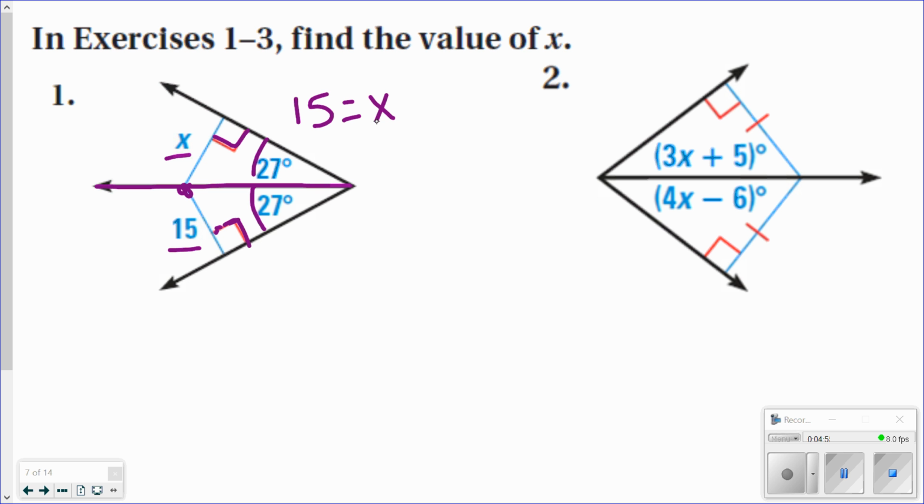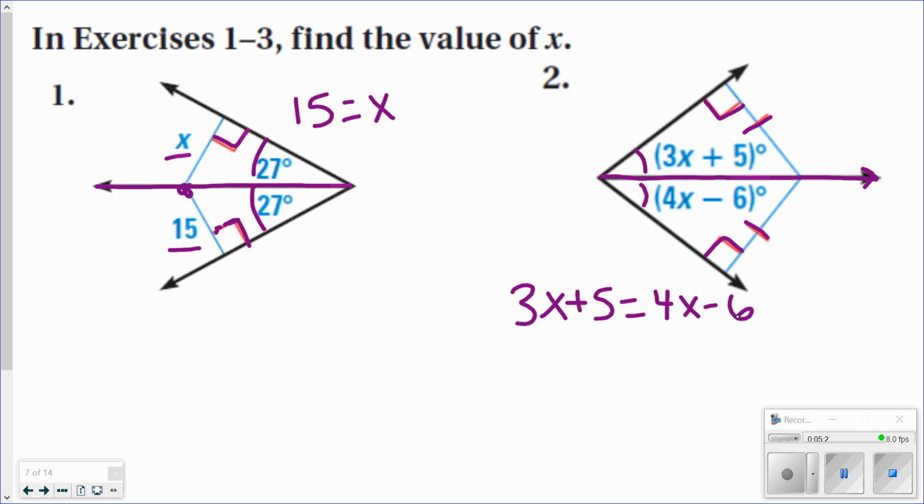Looking at number 2, I see that I have a ray here. I also see that I have perpendicular lines creating 90-degree angles. These two segments are congruent, meaning that that ray is a perpendicular bisector. So these angles then are going to be congruent. So I'm going to set those two equations equal to each other. So 3x plus 5 is equal to 4x minus 6.